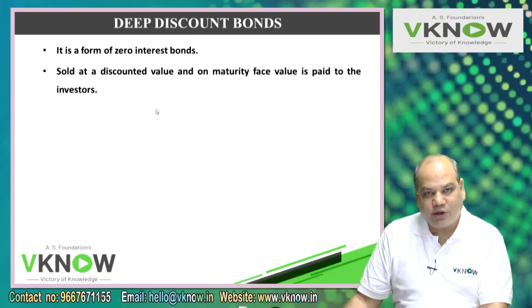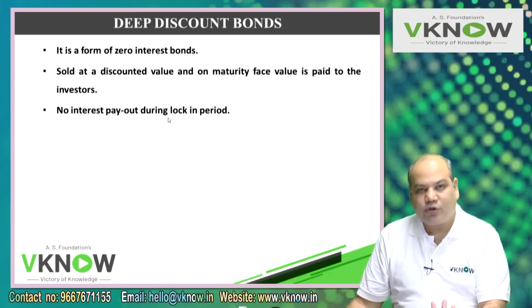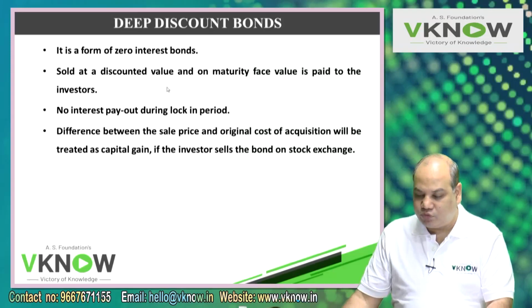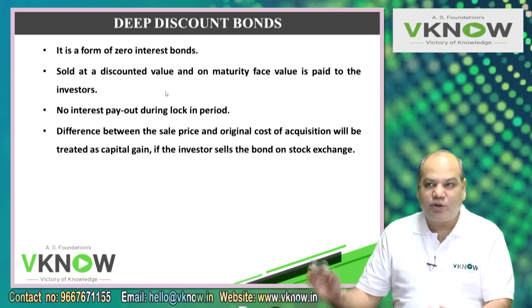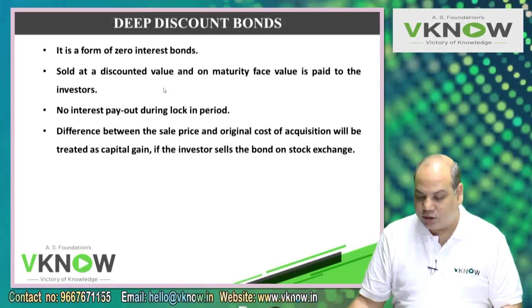So wait for 25 years, and after 25 years you will get 1 lakh rupees. So that is why it became very popular as a deep discount bond. So remember, no interest will be paid during this lock-in period. You invest 2,700 rupees today, wait for 25 years, and after 25 years you will directly get that 1 lakh rupees. The difference between 1 lakh and 2,700 rupees itself is your income.